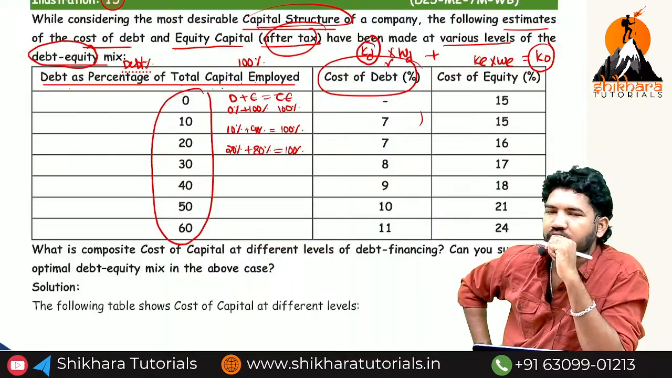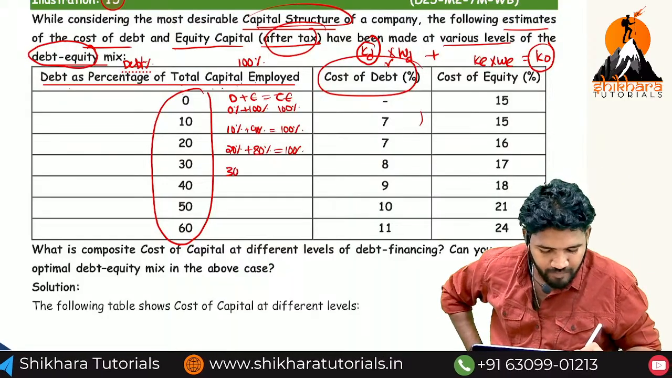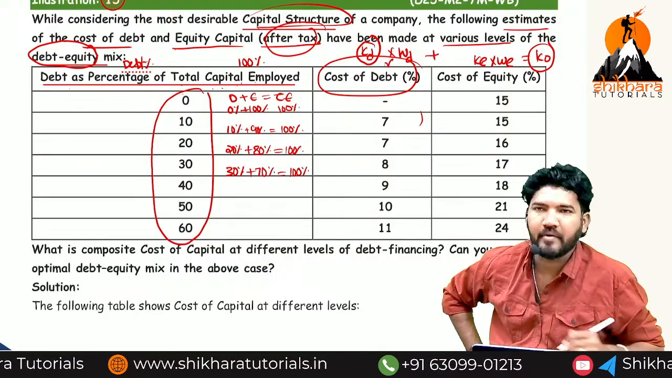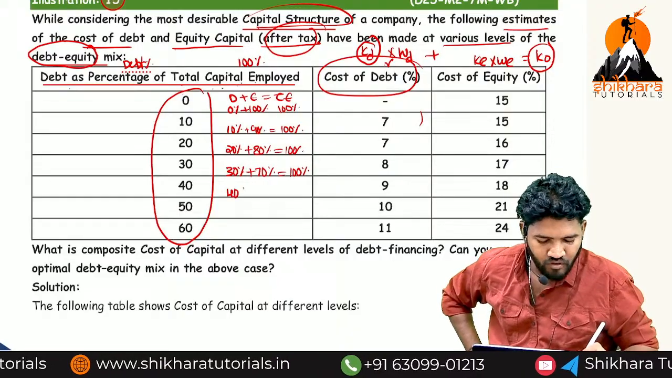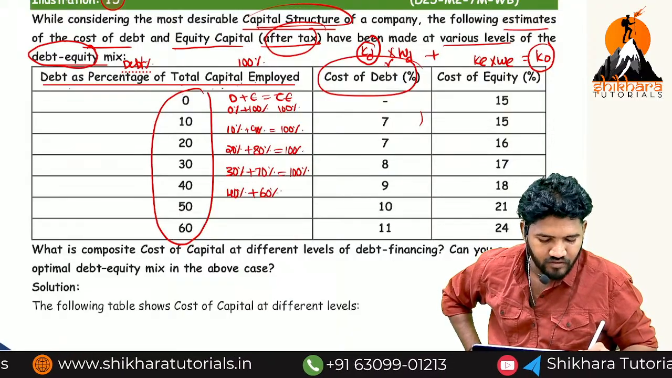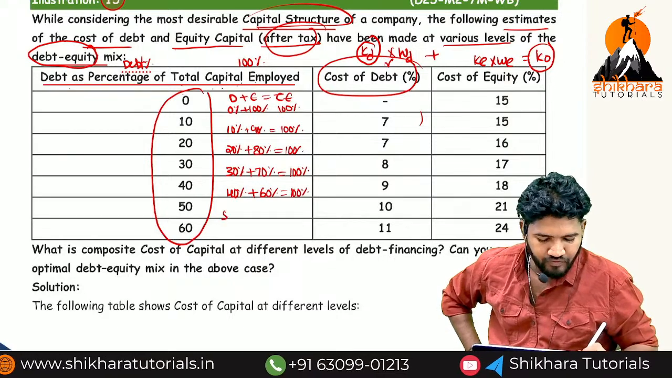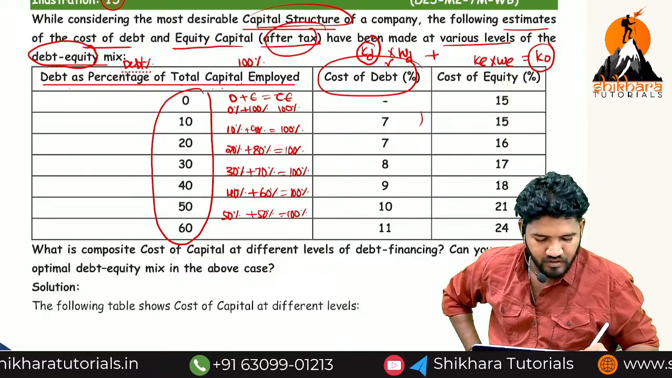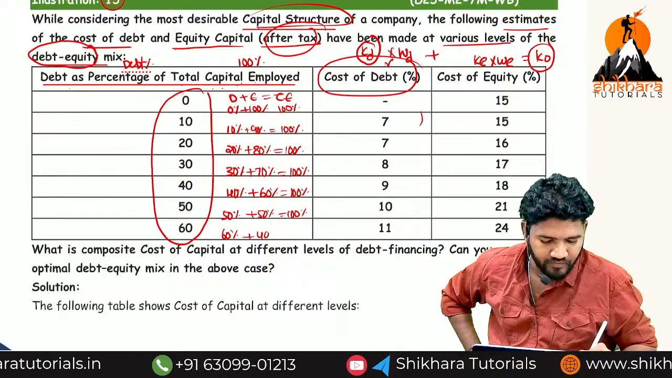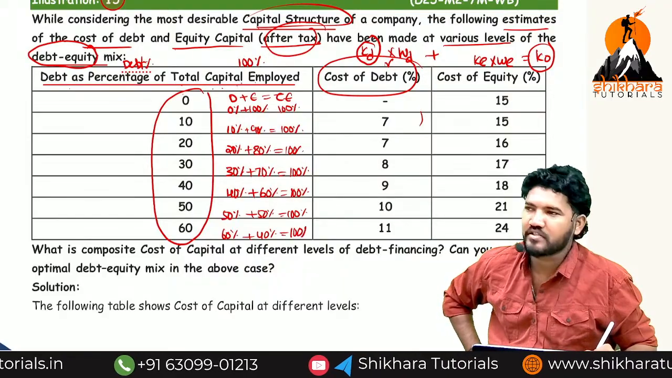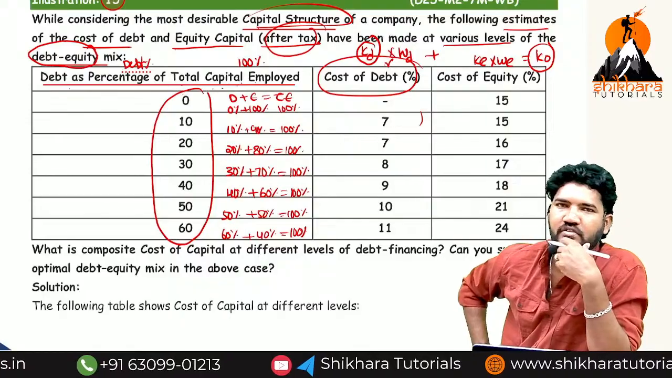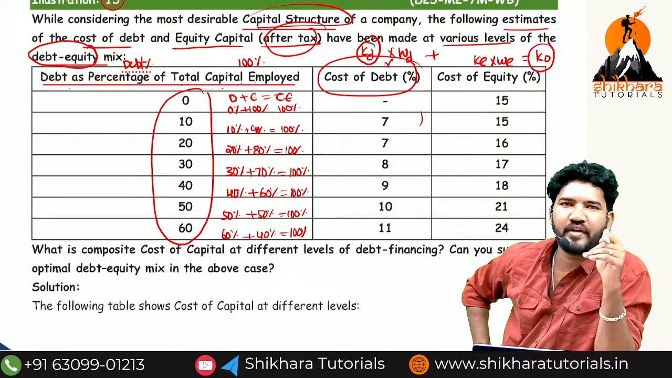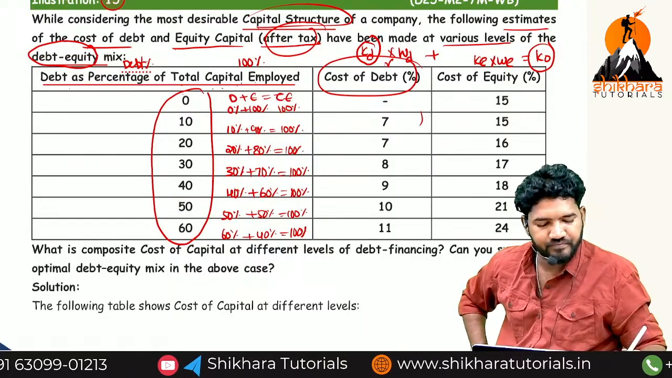1 rupee. What about this? 30% debt, 70% equity, 100% capital employed. Here, 40%, 60%, 100%. 50%, 50%, 100%. 60, 40, 100. Now weights are also there, specific costs are also there. Now you can figure out the KOs. With the help of a calculator we can solve this one. Take your calculator.